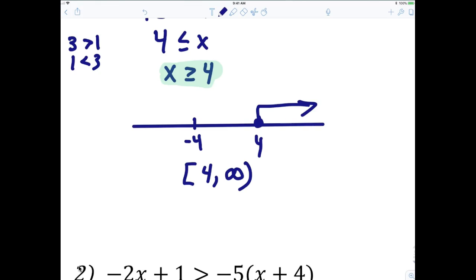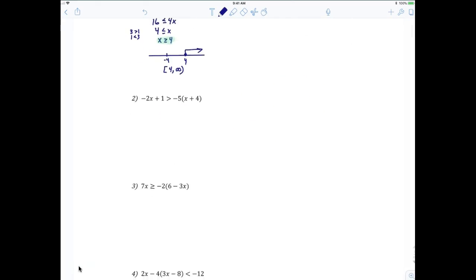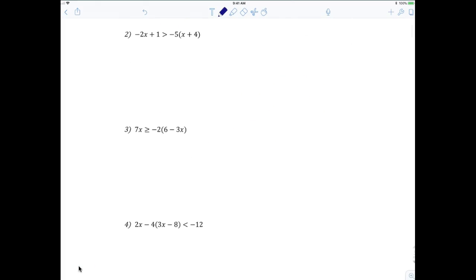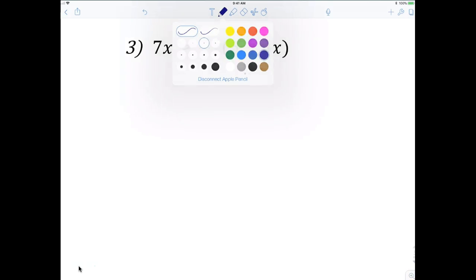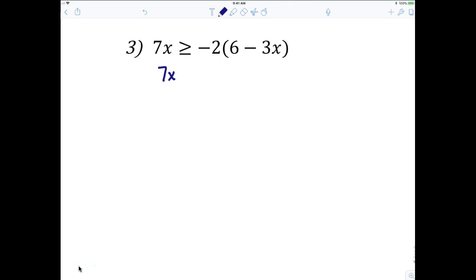All right, let's check out number 3. All right, we'll do the evens with my other class. So here we go. Now we're just doing a little distributive. So here we have 7x greater than or equal to negative 12 plus 6x. Does that make sense?